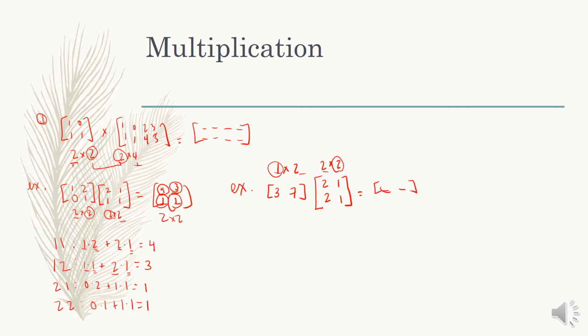To figure out this first element, that element is in row 1, column 1. So I'll be multiplying the first row of my first matrix times the first column of my second matrix. So 3 times 2 plus 7 times 2. So that's 6 plus 14, which is 20. For my other element, that's in row 1 still, but now it's column 2. So I'm going to take row 1 of my first matrix times column 2 of my second matrix. So 3 times 1 plus 7 times 1, which is 10.